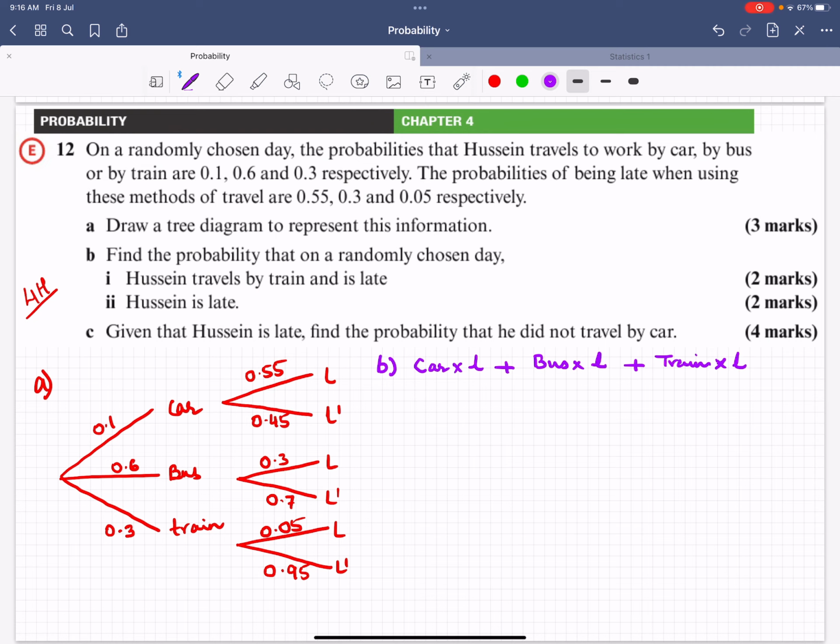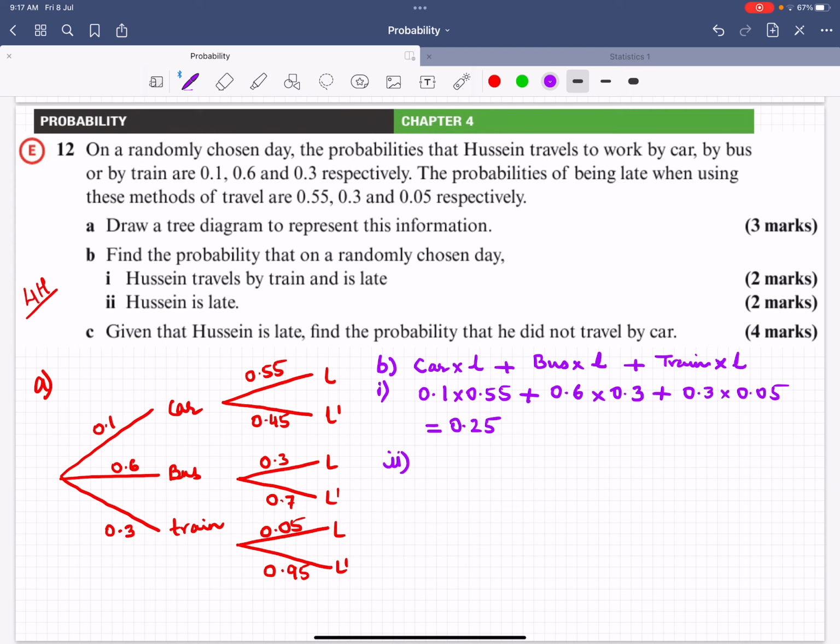So that is 0.1 into 0.55, plus 0.6 into 0.3, plus 0.3 into 0.05, and that gives us the answer 0.25. Now that was B2 in fact. Now we move to B1.